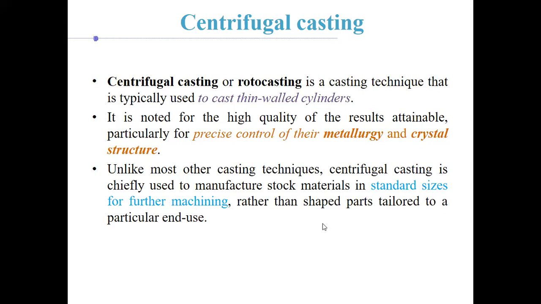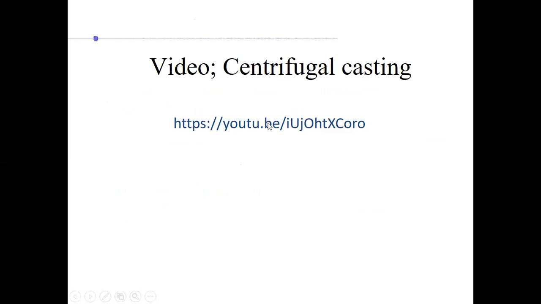Unlike most casting techniques, centrifugal casting is chiefly used to manufacture stock materials in standard sizes for further machining. So primary shapes is what you can say, like blocks of material, billets of material, or rods, etc. All of those have to be further machined, but the primary shaping is done through centrifugal casting, rather than shaped parts tailored to a particular end use, as we have, for example, in investment casting. But here we are trying to make standard sizes. That is what centrifugal casting is known for. You will see a video to understand what we are talking about.